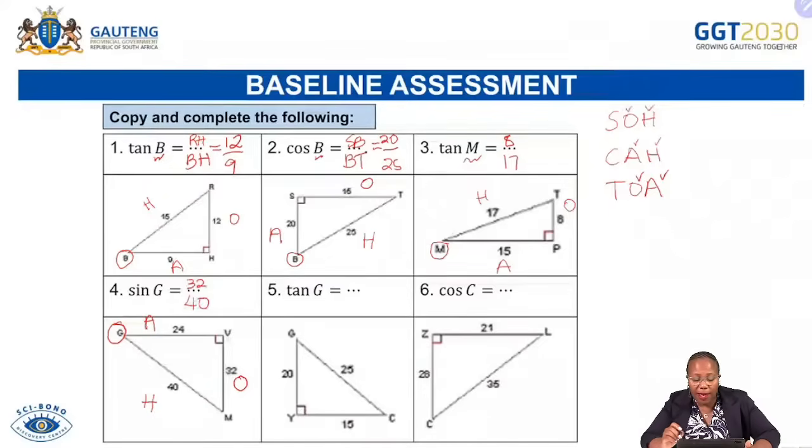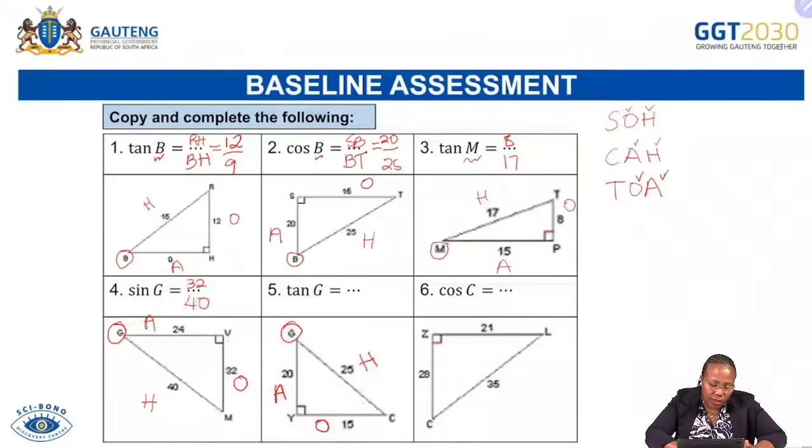And then number 5, we are referring to angle G there. Now this is the hypotenuse side. This is opposite to G and this is adjacent to G. And then we are looking at the ratio tangent again. That is opposite over adjacent. What is opposite? 15 over adjacent 20.